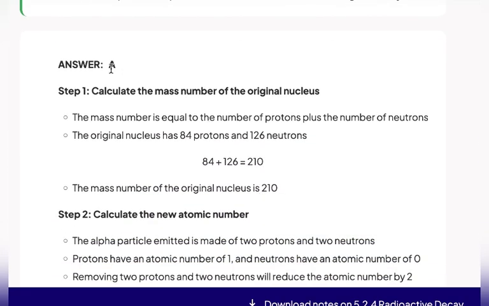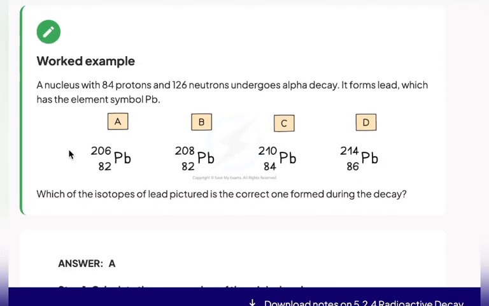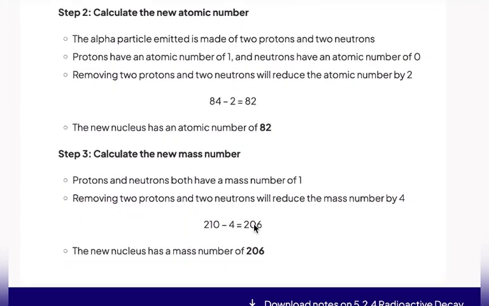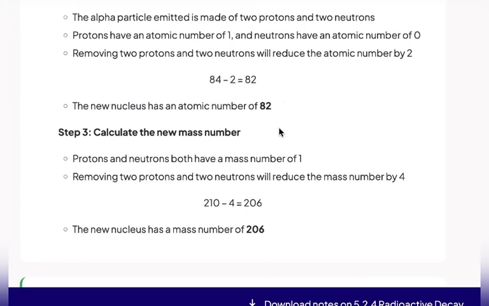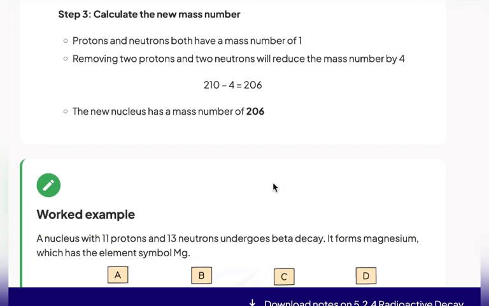So you see, they say the answer is A, just like we have calculated. So they've done the calculation anyway, and they arrive at what we arrived at.